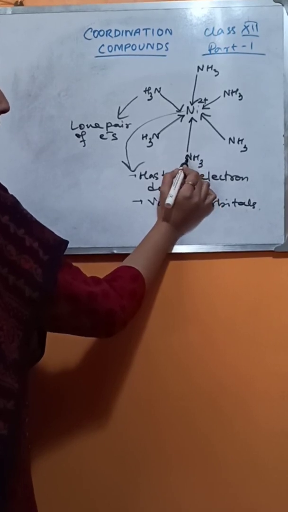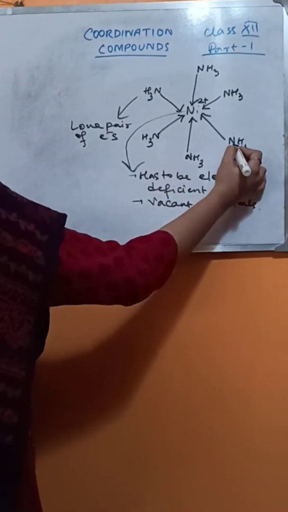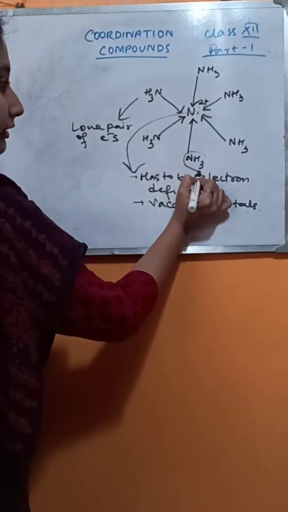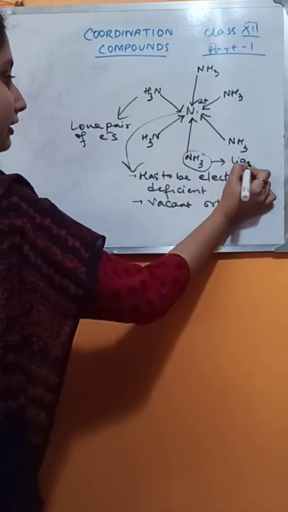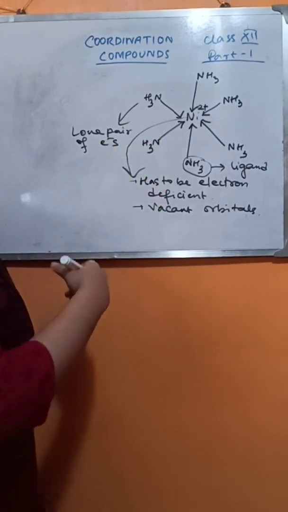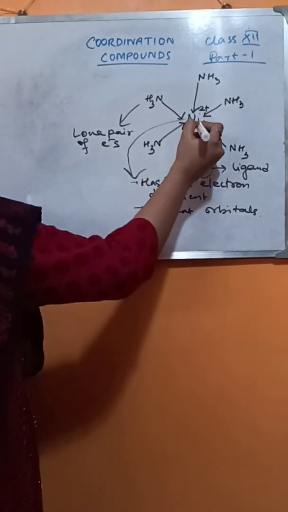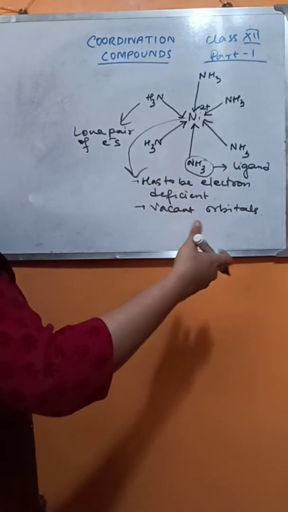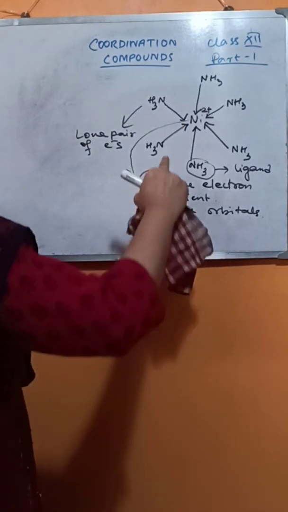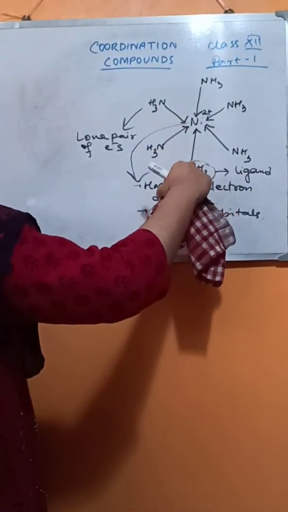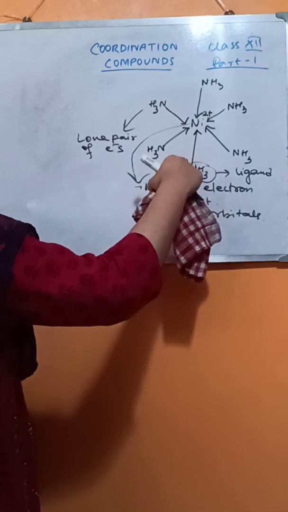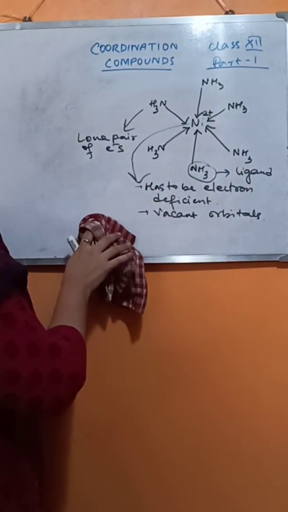Actually, in ammonia, N is the donor atom, but the entire ammonia is known as the ligand. Like this, the molecules which donate electrons are known as ligands, and the metal to which they donate electrons is known as the central metal ion. And this entire system is known as the complex entity, coordination complex, coordination sphere or coordination entity.